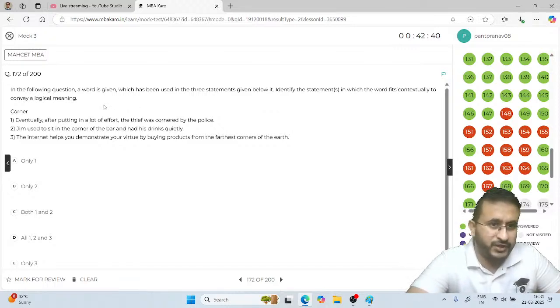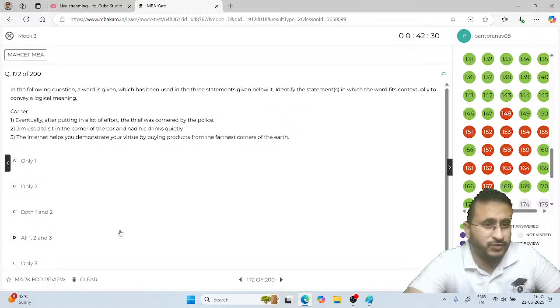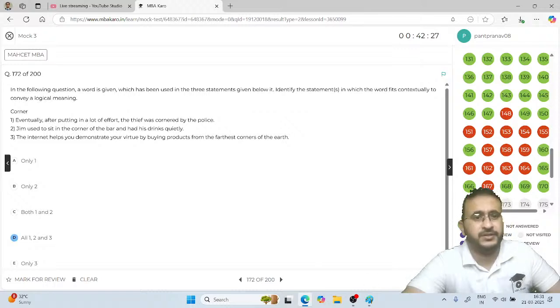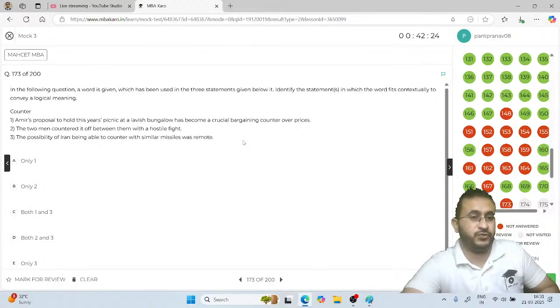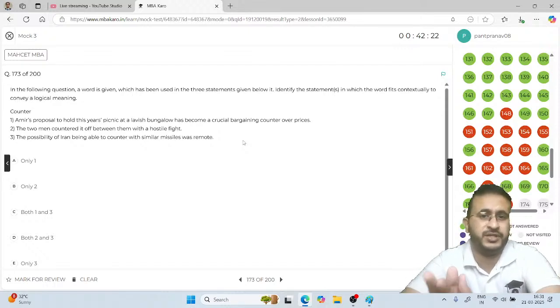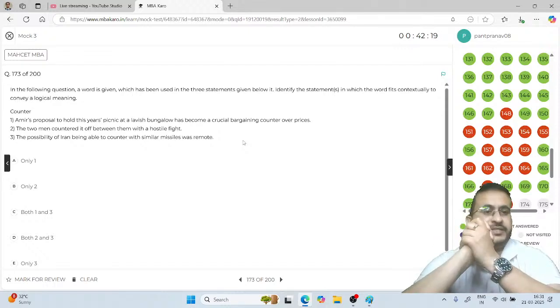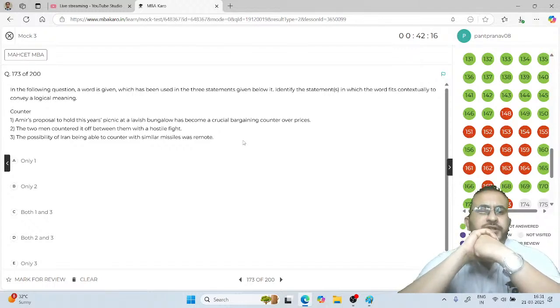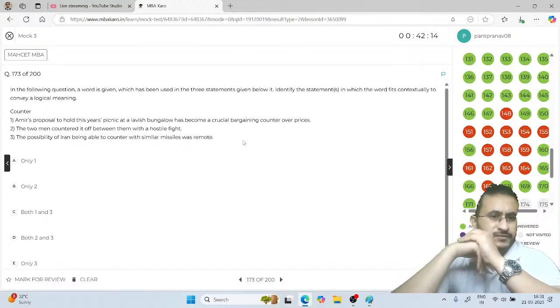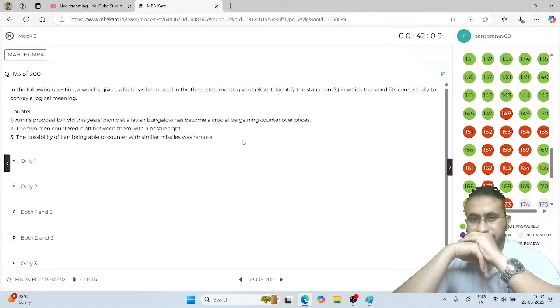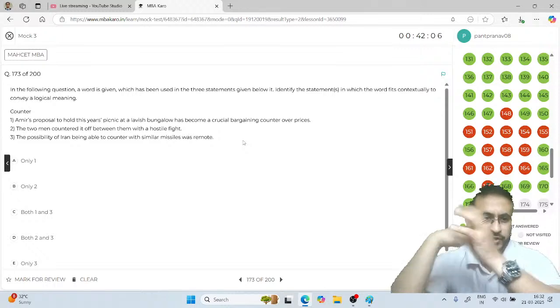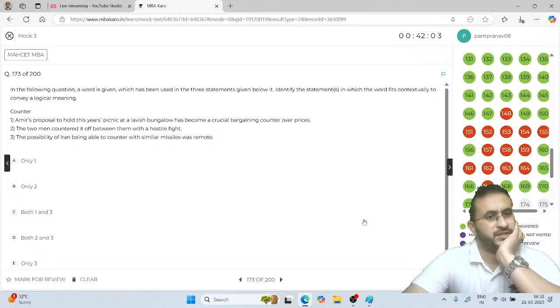Corner. Eventually, after putting a lot of effort, the thief was cornered by the police. Cornered means caught. He used to sit in the corner of the bar. That is also fine. The internet helps you demonstrate your virtue by buying products from the farthest corners of the world. I think all three look fine here. Counter. Amit's proposal to hold this year's picnic at a lavish bungalow has become a crucial bargaining counter over prices. The two men countered it off between them with a hostel. Third is true. Not sure about the other two, so I'll leave this.